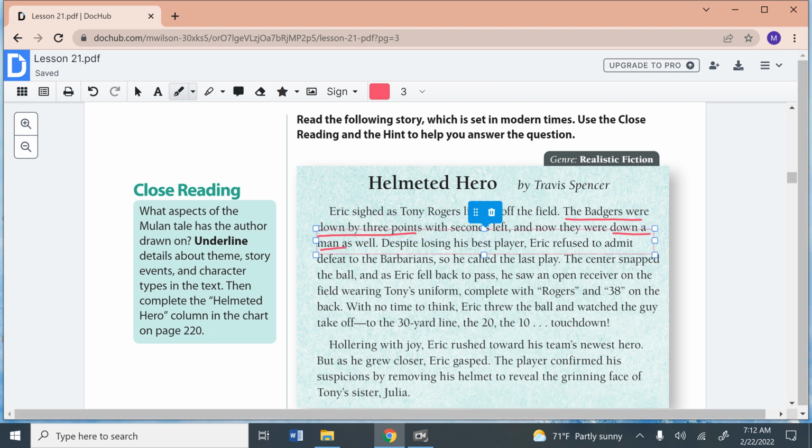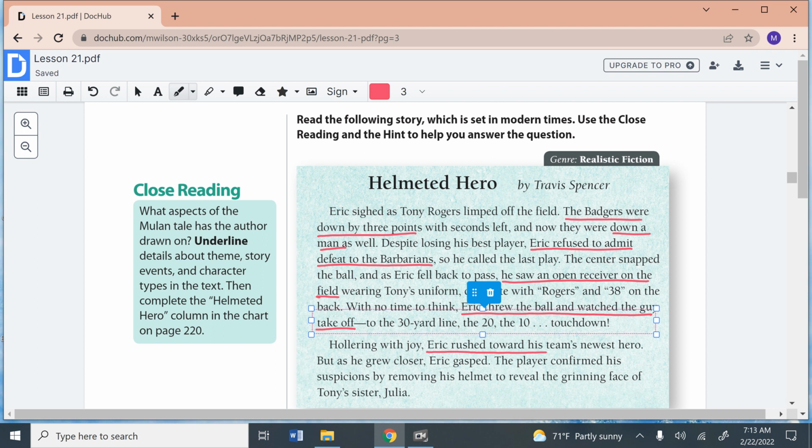Now, we learn a little bit about Eric here. He refuses to admit defeat to the Barbarians, so we learn a little bit about his character there. Another plot point was that he saw an open receiver on the field wearing Tony's uniform, even though we can assume it wasn't Tony since Tony had just limped off the field. Then Eric threw the ball and watched that person take off. He rushed towards his team's newest hero, and then eventually, by removing the helmet, we realize that it's actually Julia. So these are all the important details that you would want to underline.